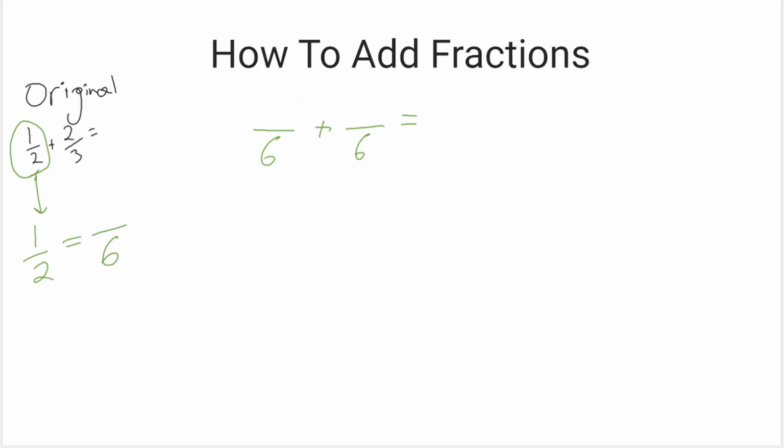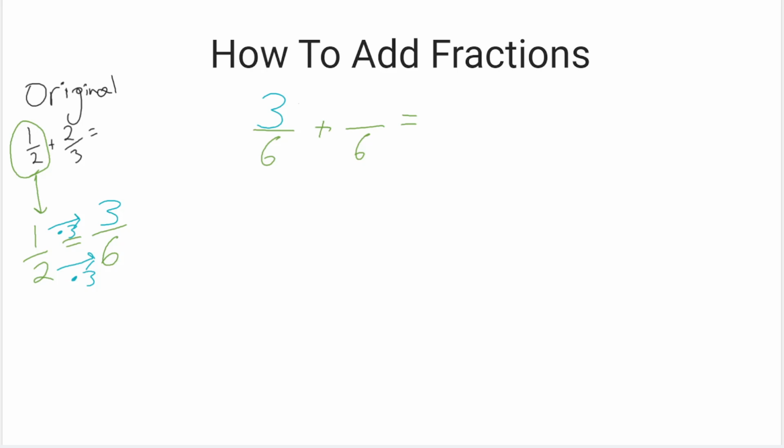And now the easiest way to find that is by rethinking about how we found our new denominator. How did we go from 2 to 6? Well, we multiplied by 3, right? So I need to do the same thing with a top number. I'm going to multiply it by 3. Well, 1 times 3 gives me 3. That's my new numerator. So we found the first one. 1/2 is the same thing as saying 3 over 6.